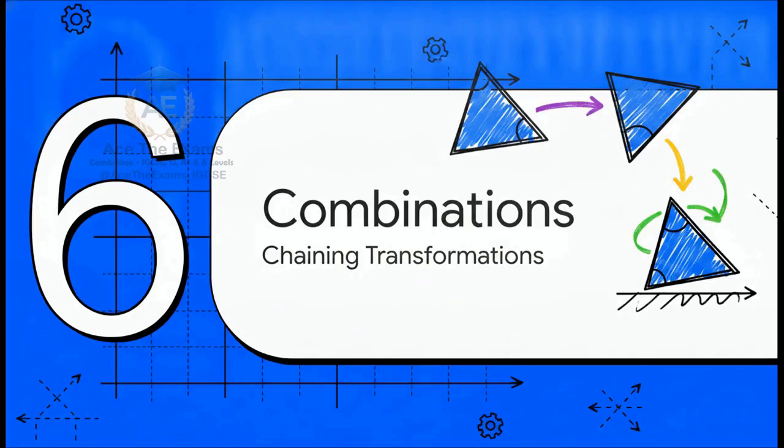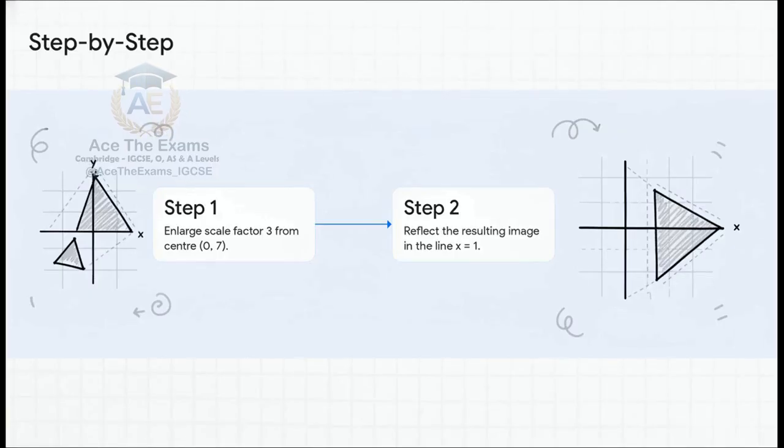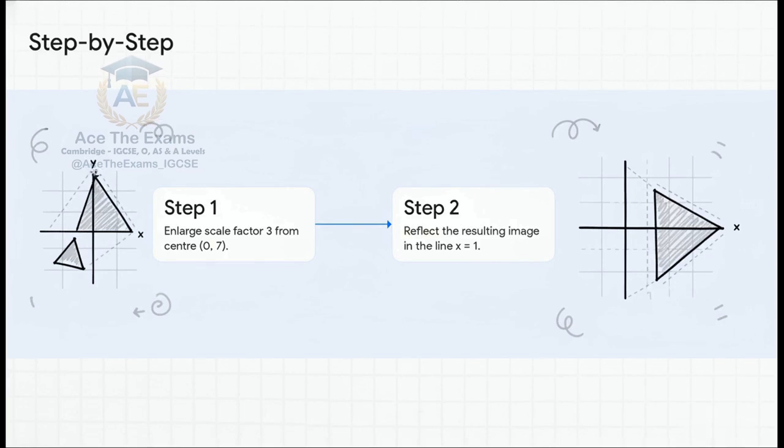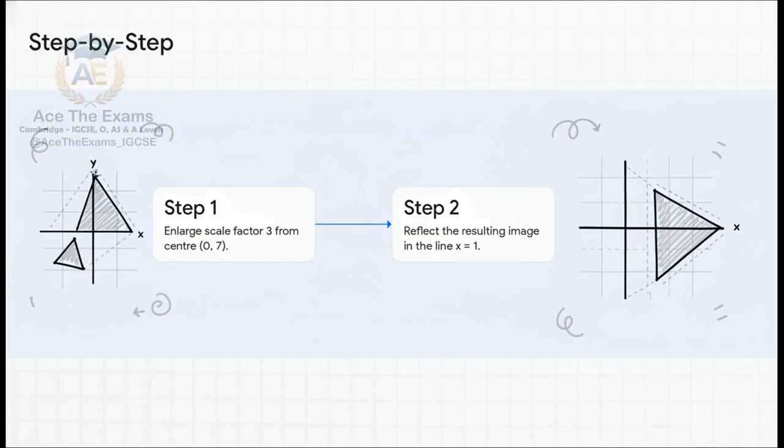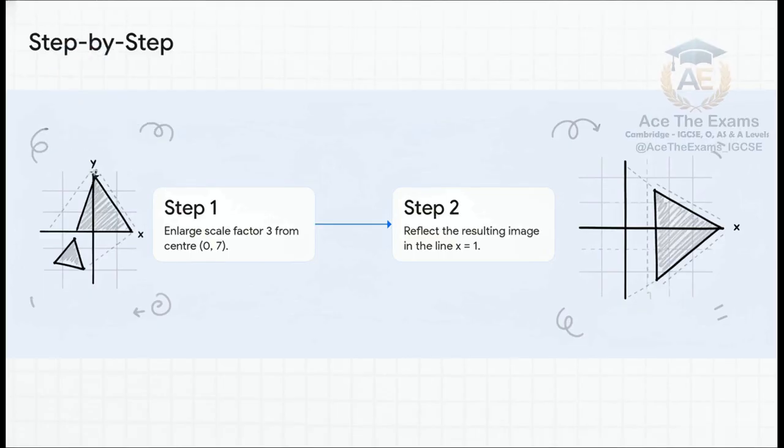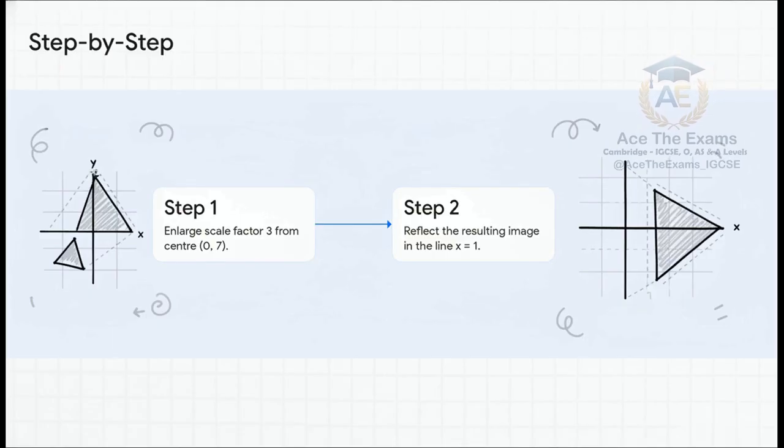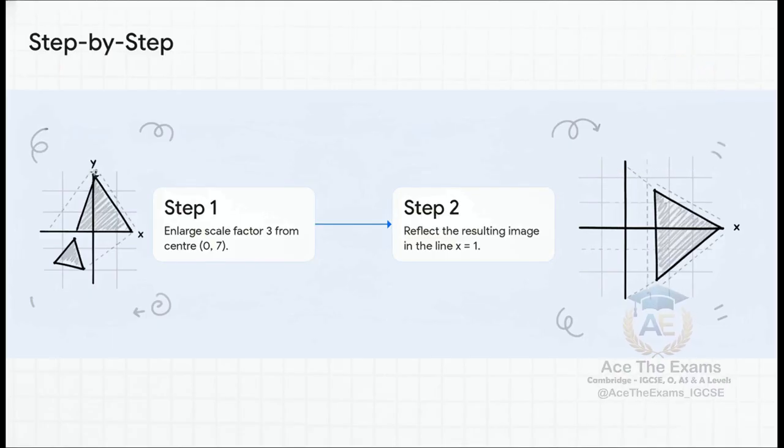Finally, Part 6, Combinations, Chaining Transformations. Real exam questions don't usually stop at one basic movement. They make you chain them. The strategy here is to treat every single transformation as an isolated step. First, perform the enlargement to create an intermediate image. Draw it out lightly in pencil. Don't try to hold it in your head like our friend Alex might, or you will inevitably mess it up. Once that's drawn, take that new intermediate shape and apply the reflection across the line x = 1. Taking it step by step guarantees your accuracy.